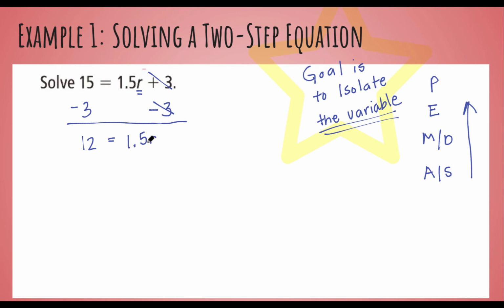1.5 is multiplied to r, so the opposite of multiplication is division. So the inverse operation to multiplication is division. We divide both sides by 1.5. Take a minute and go ahead and divide 12 by 1.5. And hopefully you had 8.